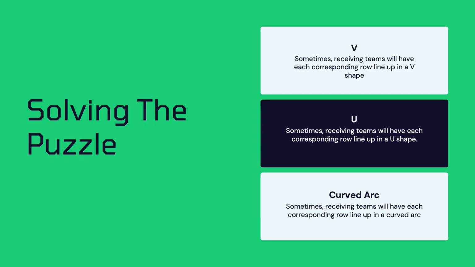Sometimes receiving teams will have each corresponding row lined up in a curved arc. That actually may be very helpful for those of you who like to remember things that way when trying to identify your front row players and your back row players.